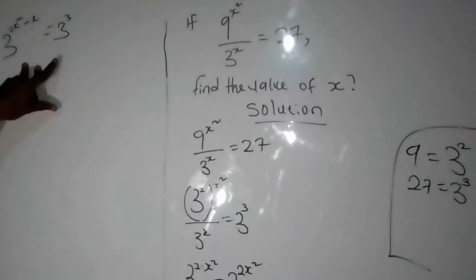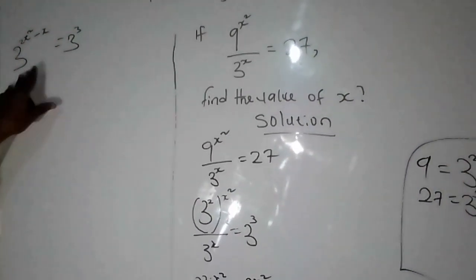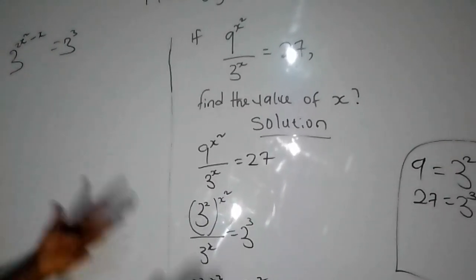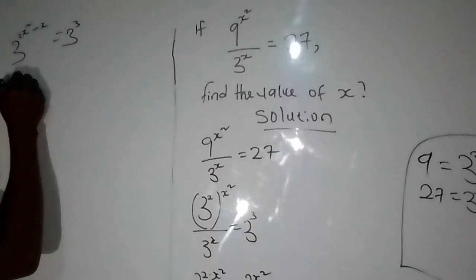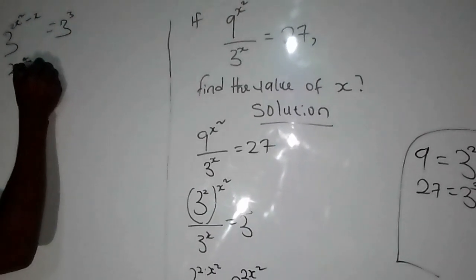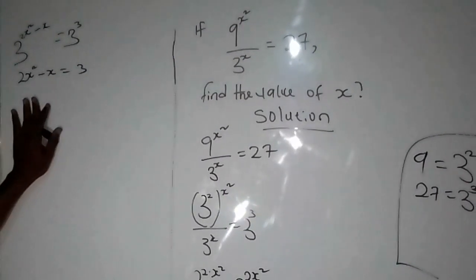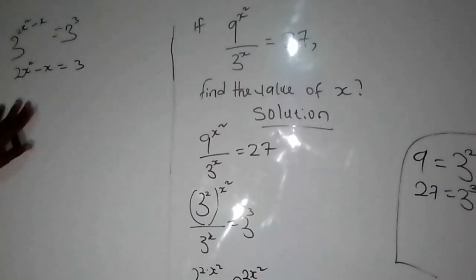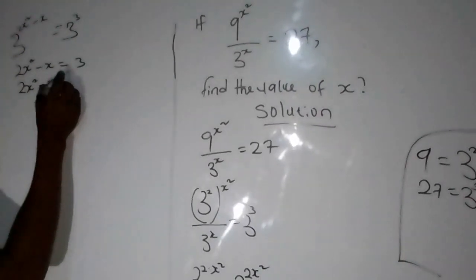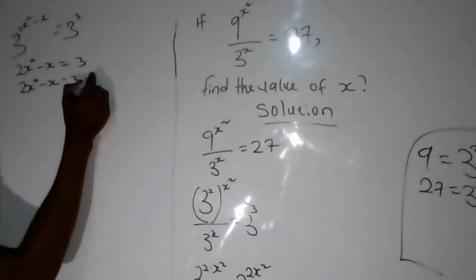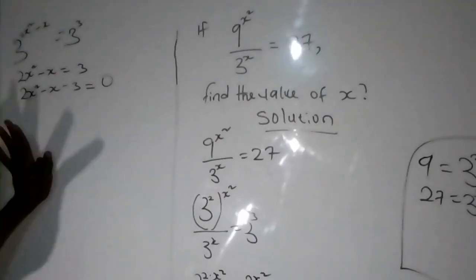Looking at this, the bases are the same. Remember from what I said last time, when the bases are the same, what do you do? You equate the index. So when you equate the index, it becomes 2x squared minus x equals to 3. You write them properly by collecting like terms, and it becomes 2x squared minus x minus 3 equals to 0. Now it has turned to what we call a quadratic equation.